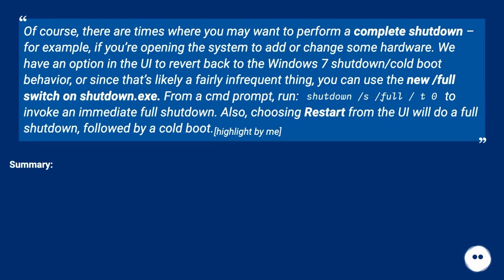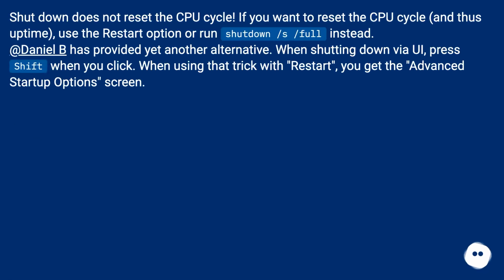Summary. Shutdown does not reset the CPU cycle. If you want to reset the CPU cycle, and thus uptime, use the restart option or run shutdown /s /full instead. Daniel B has provided yet another alternative. When shutting down via UI, press Shift when you click. When using that trick with restart, you get the Advanced Startup Options screen.